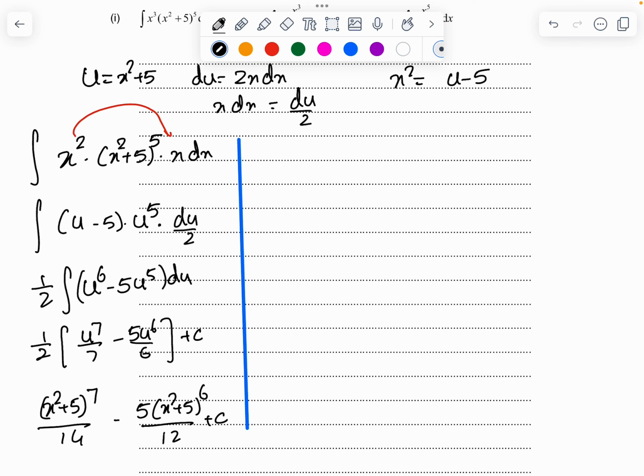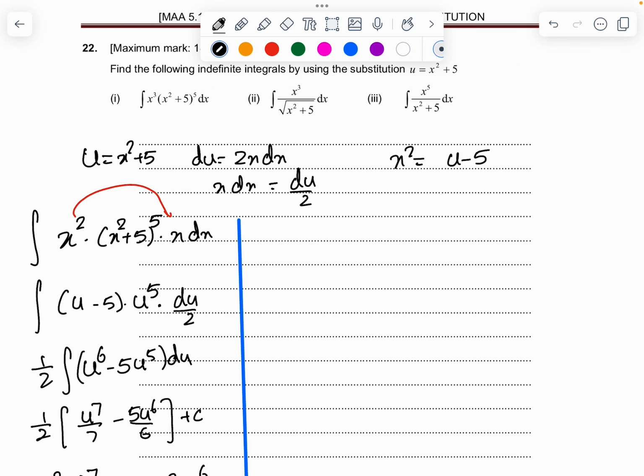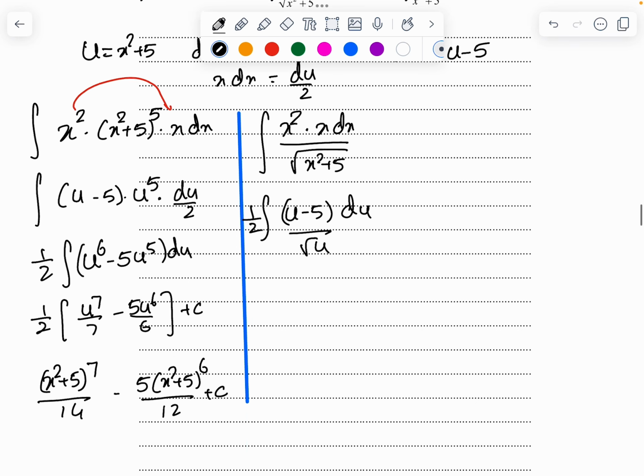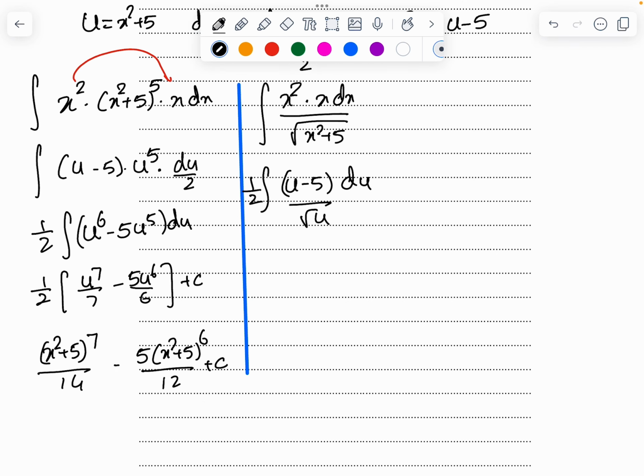For the second part, it is x cube. X cube can be written as x square times x dx upon square root of x square plus 5. Let u = x square plus 5, so x square is u minus 5. X dx is nothing but du upon 2. And what does that become now?